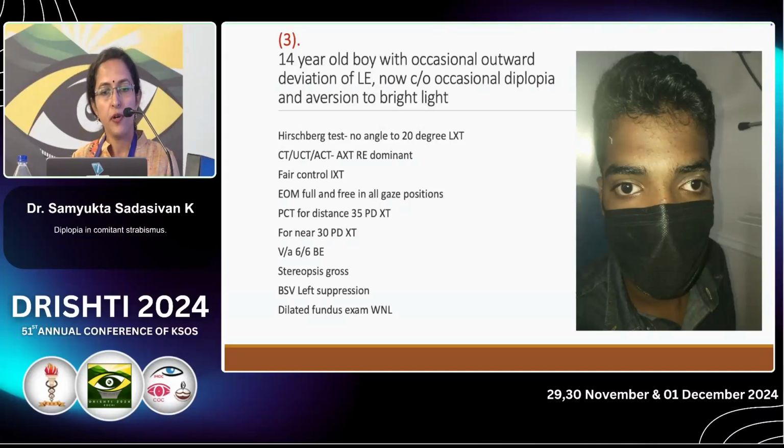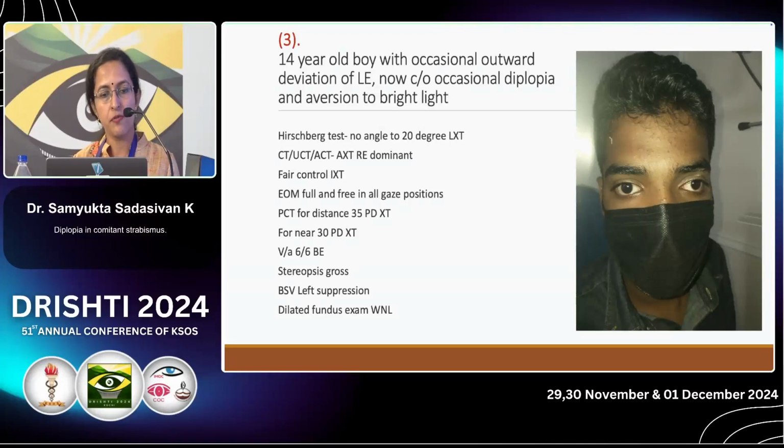A 14-year-old boy with occasional outward deviation of left eye, history of occasional diplopia and aversion to bright light. So his Hirschberg's test revealed no angle to 20 degree LXT. Cover test showed alternating exodeviation with right eye dominance. EOM full, PCT for distance 35 PDXT and for near 30. Visual acuity 6/6 both eyes. BSV showed left suppression at the time of examination.